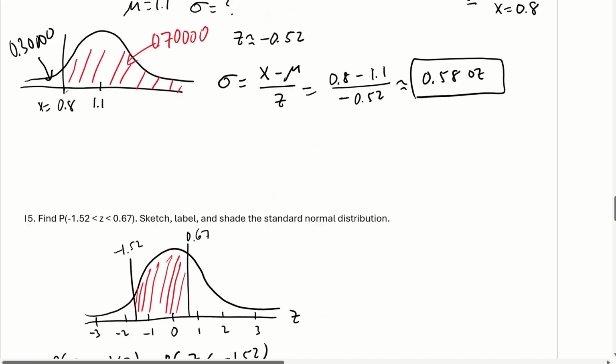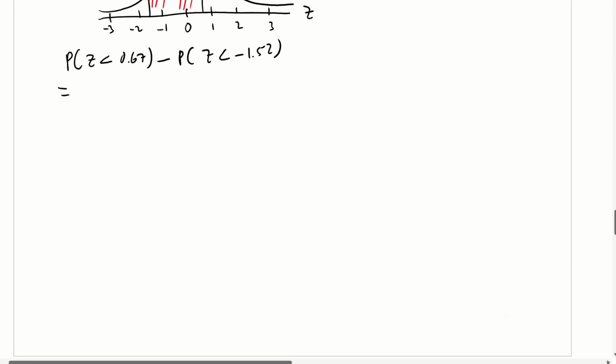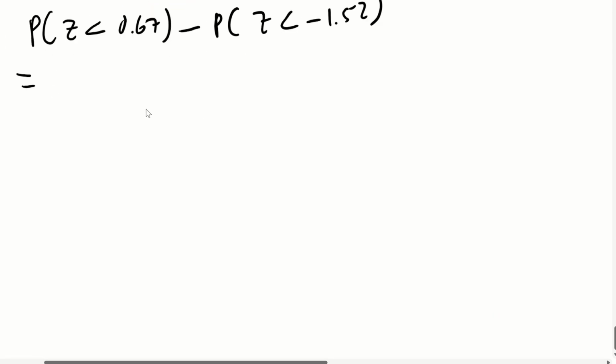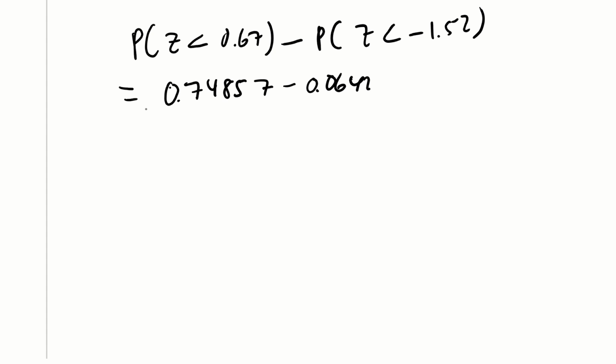Let's do that. Yeah, here we go. So the first number was 0.74857 minus 0.06429. We get 0.68431. Well, that's it. That's all there is to it.